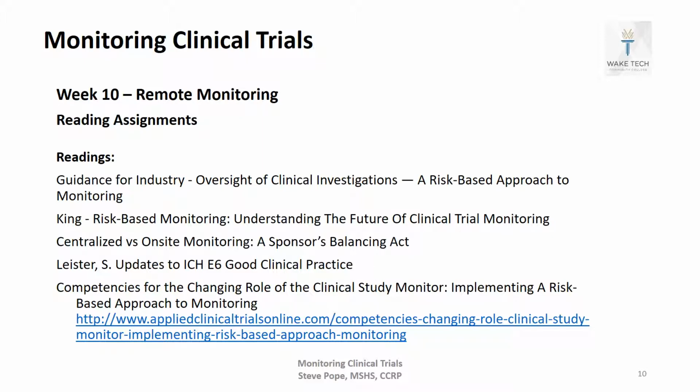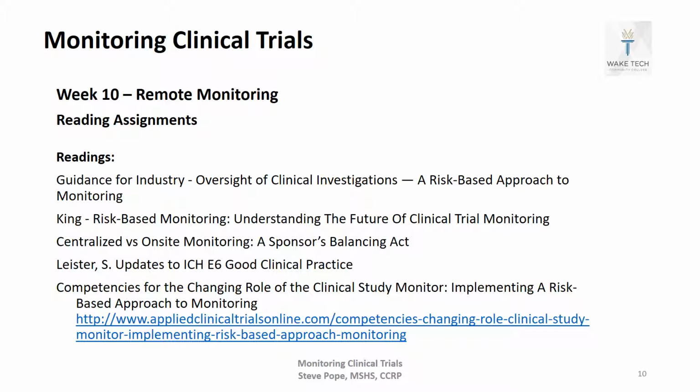So you have some reading assignments for the week. First of all, the Guidance for Industry Oversight of Clinical Investigations. That's the document that I've primarily cited here in this lecture. So I'd like for you to take a look at that document. I don't expect you to read every single word of it, but I do expect you to peruse it and understand what information is in there.